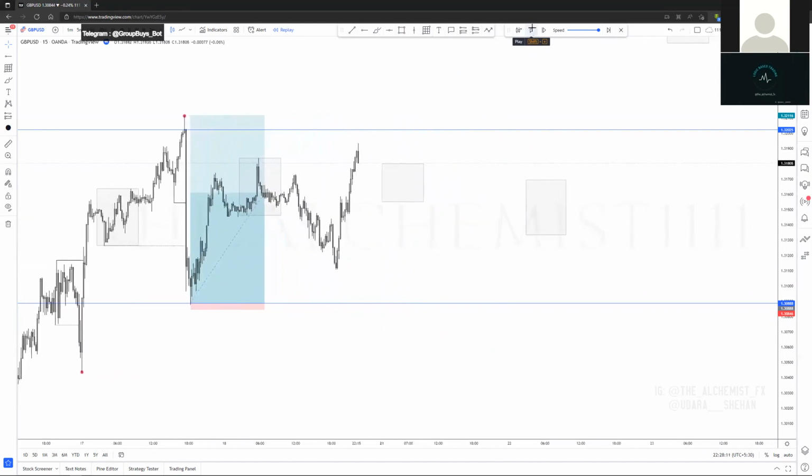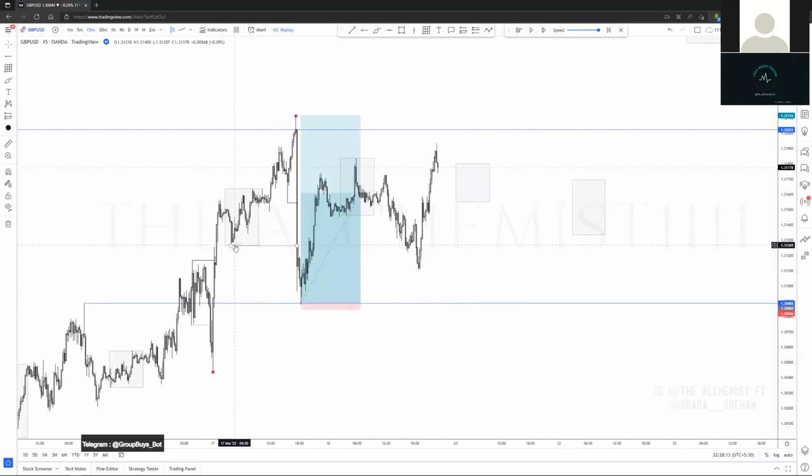You don't fear the 15-minute imbalance to be filled here. No, we don't care. Because why? The internal range liquidity is here, and your high time frame point of interest is here. So after doing this, there's no point of coming here. It's stronger.